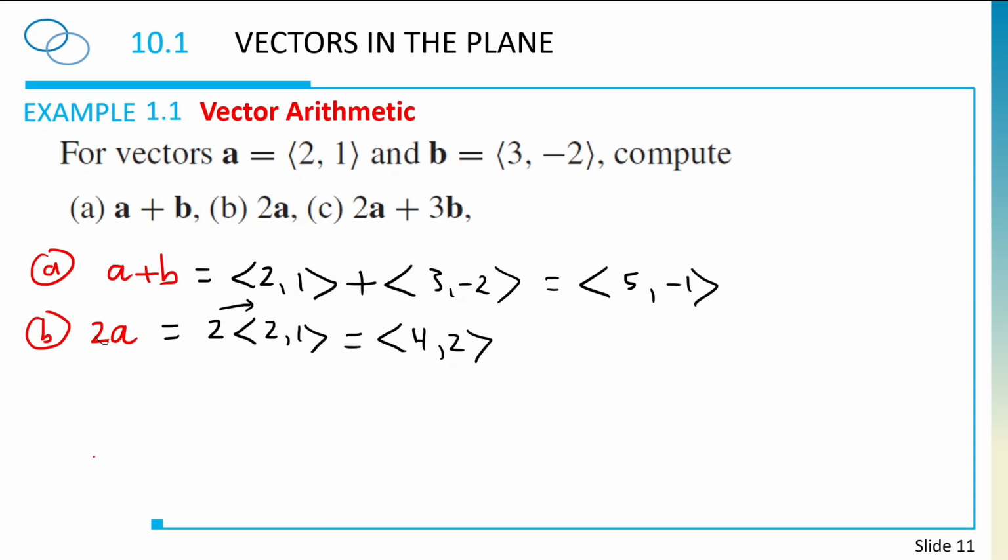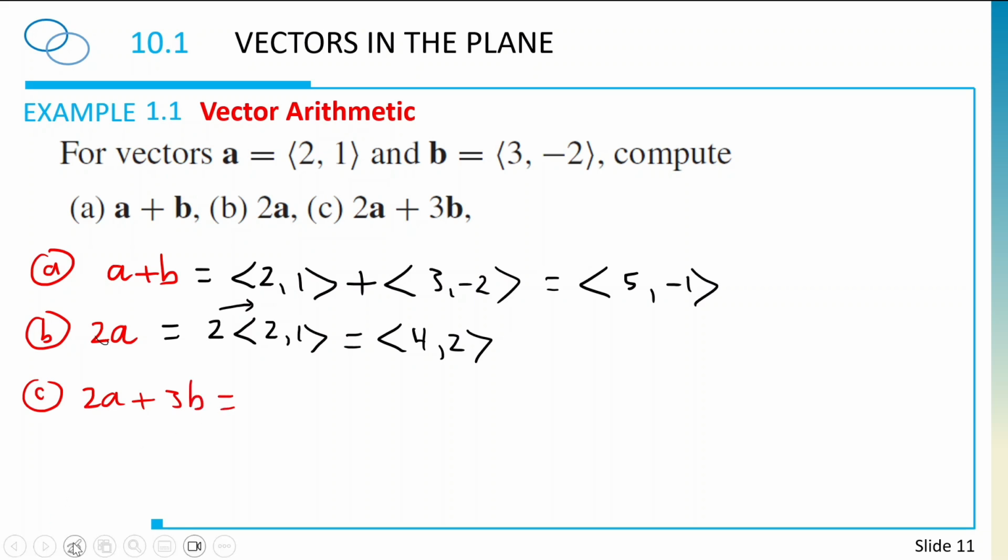So let's move to C. Here we're dealing with scalar multiplication and addition. So what do we need to do for part C? I'll do 2A plus 3B.